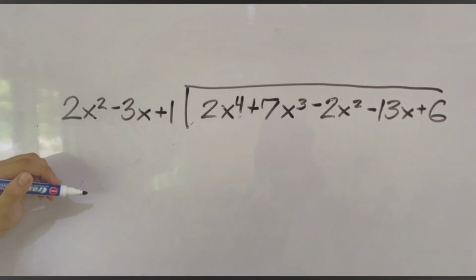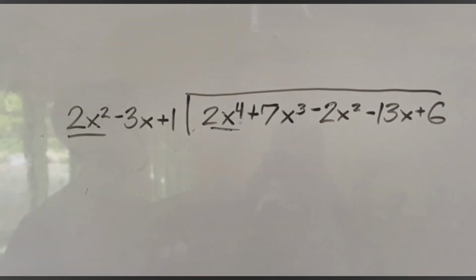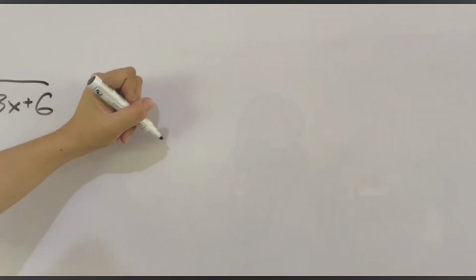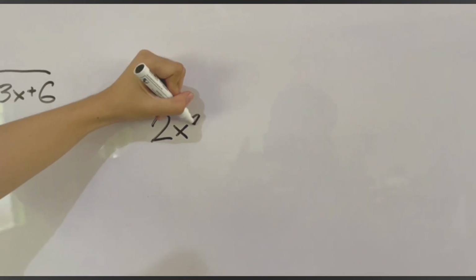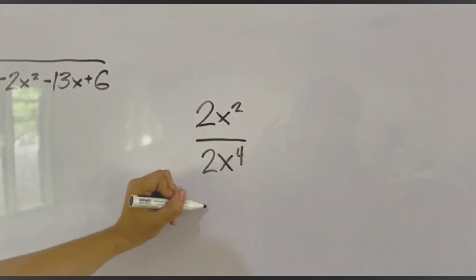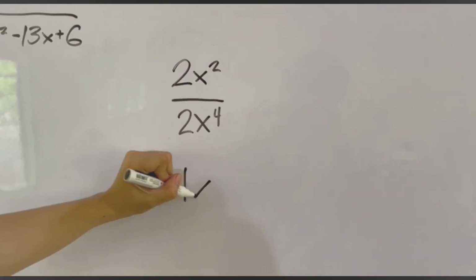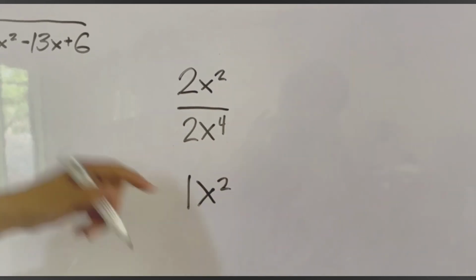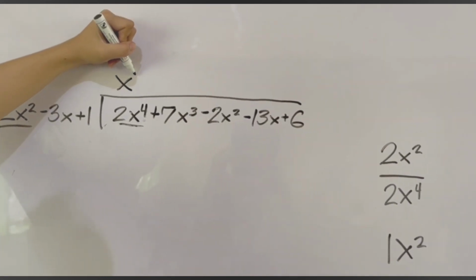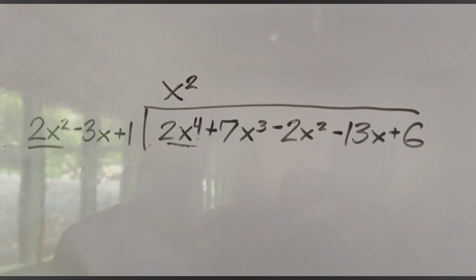First, we need to get the first terms of the divisor and dividend, which are 2x squared and 2x to the power 4, and divide them. 2x to the power 4 divided by 2x squared: 2 divided by 2 is 1, and x to the power 4 divided by x squared is x squared. So the 1 becomes imaginary and our temporary quotient becomes x squared.